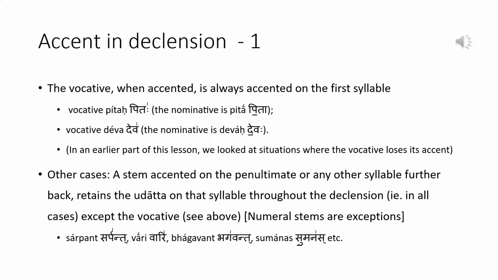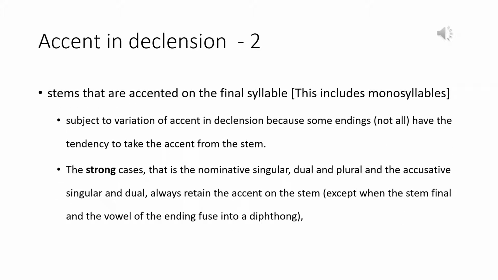The thing to note are stems that are accented on the final syllable. This of course includes monosyllables. These stems are subject to variation of accent in declension mainly because some endings, not all, have the tendency to take the accent away from the stem.